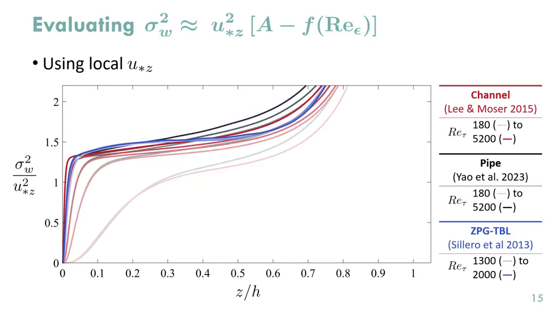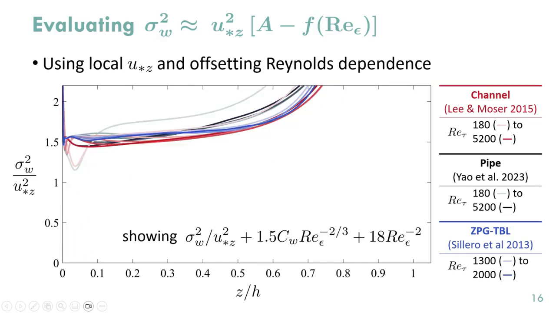What happens when we swap out the surface U star squared for the local in height U star Z squared is that you immediately see that a lot of the height variation is taken care of on account of using the local stress. So now you have a lot less height dependence of the variance going all the way from the start of the inertial sublayer up to around 30 or 40% of the boundary layer thickness. However, you still do see some dependence on the Reynolds number because we've not accounted for that yet.